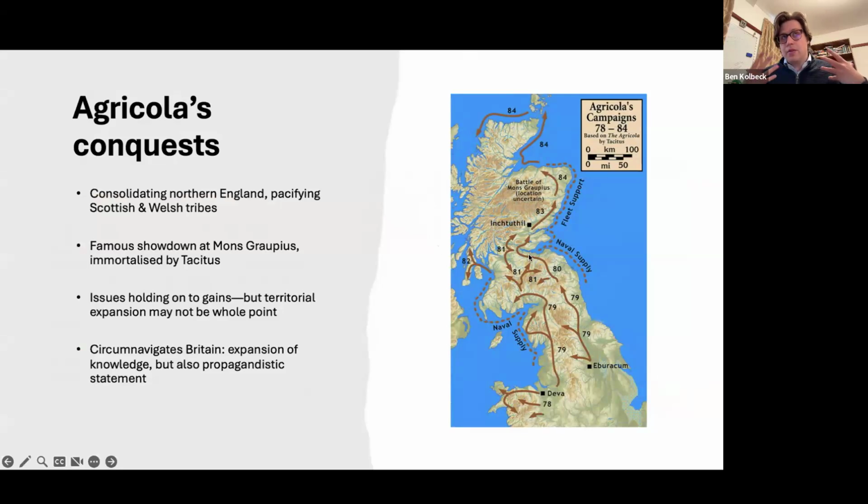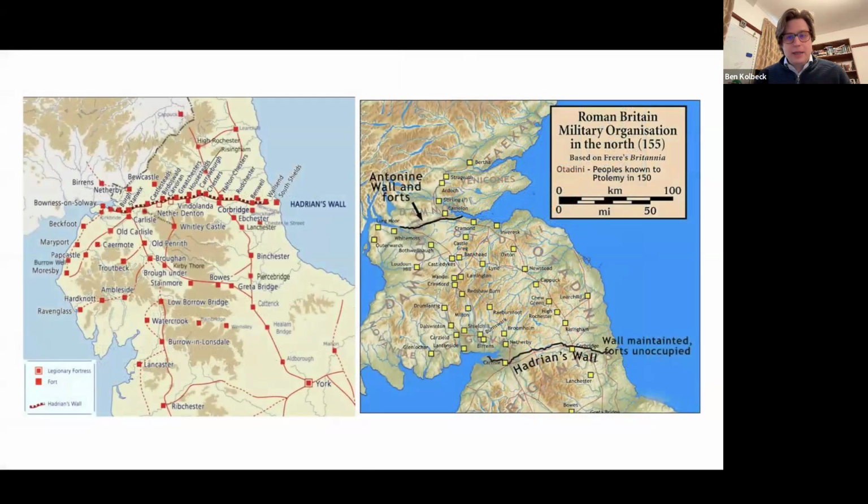But the Romans don't hold on to Scotland because political power there is too diffuse. The Scottish tribes don't really want to cooperate in the same way that some of the more settled tribes in the heartland of Britain cooperated with the Romans. So after defeating the Scottish tribes, the Romans actually pull back, and the frontier stabilizes in what we would now think of as northern England.